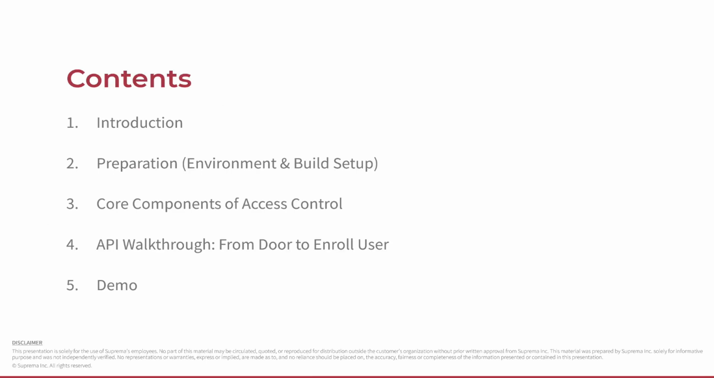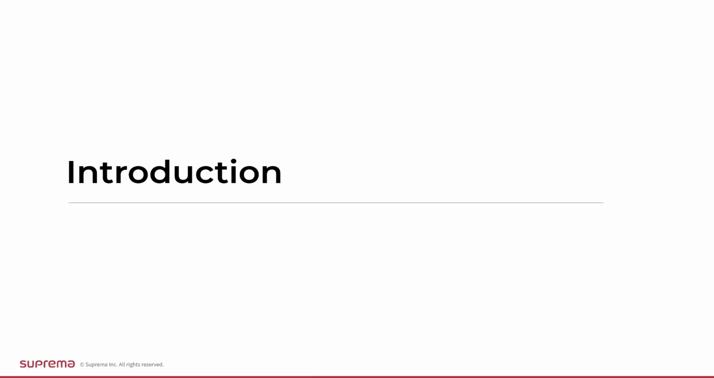Here's what we'll cover today. We'll start with a brief introduction, then move on to preparation, setting up the environment, and building. After that, we'll look at the core components of access control, followed by an API walkthrough, going from door to enroll user step by step. And finally, we'll wrap up with a demo to see everything in action. Let's get started. First up, introduction.